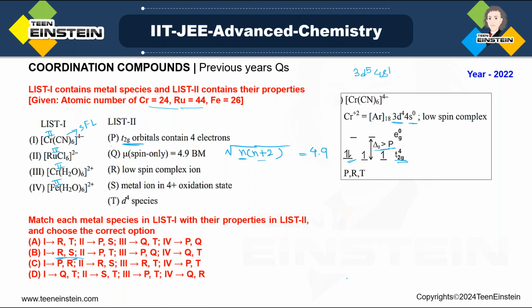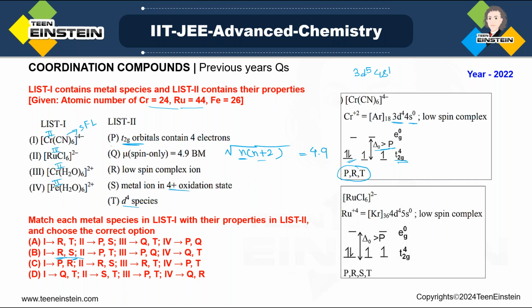Is it matching with R, that low spin complex? Yes, it is low spin complex because of cyano, a strong field ligand. Then here the metal ion is not in 4 plus state, but it is a d4 species. So that is why it is matching with P, R and T. Now out of P, R, T, if you look at the options, RT is present in option A. It may be correct. RS is present in option B. It cannot be correct because it is not matching with S. In option C, PR is mentioned. That is out of PRT, PR is there. So this is another possibility. But option D cannot be correct because it is Q and T, but here we do not have Q.